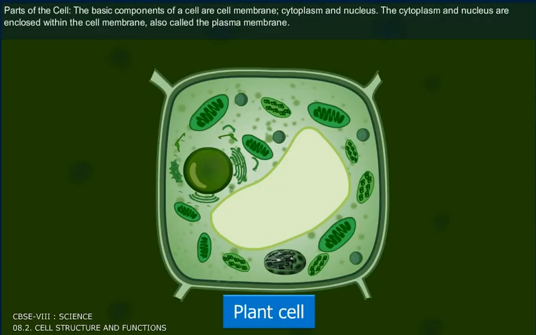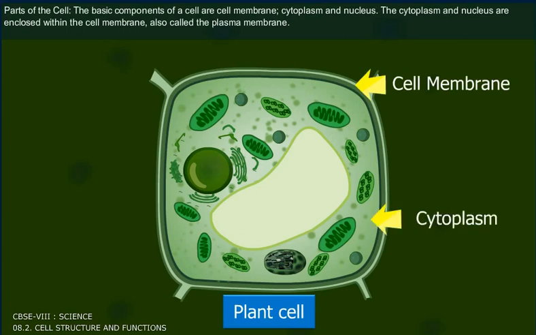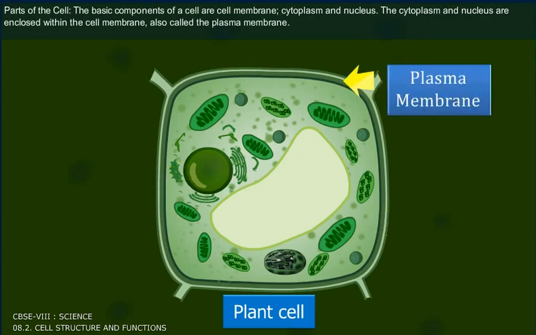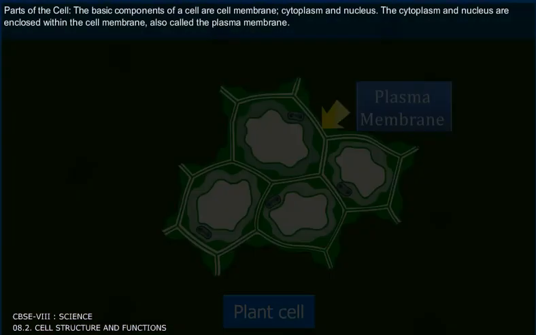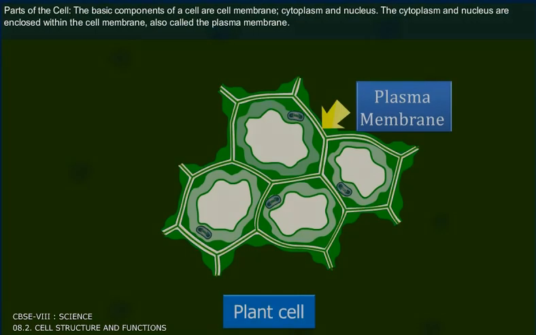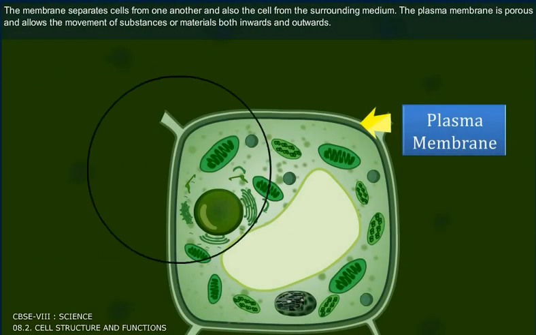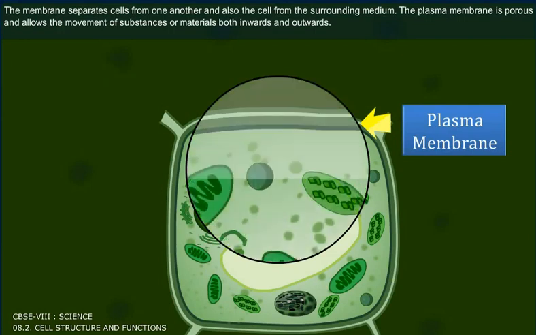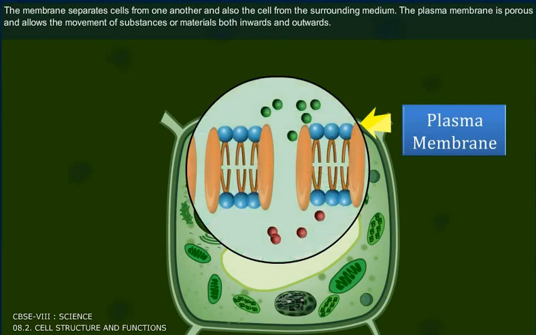Parts of the cell. The basic components of a cell are the cell membrane, cytoplasm, and the nucleus. The cytoplasm and nucleus are enclosed within the cell membrane, also called the plasma membrane. The membrane separates cells from one another and also the cell from the surrounding medium. The plasma membrane is porous and allows the movement of substances or materials both inward and outward.